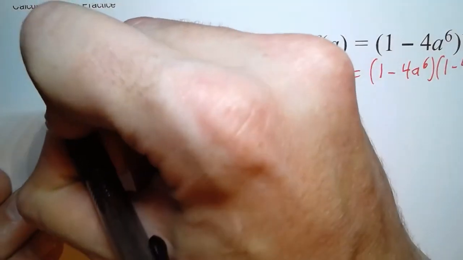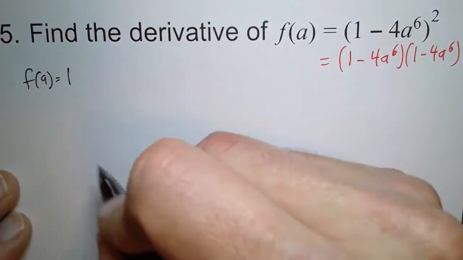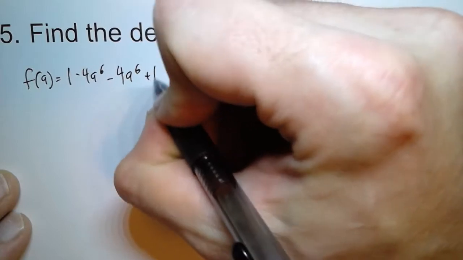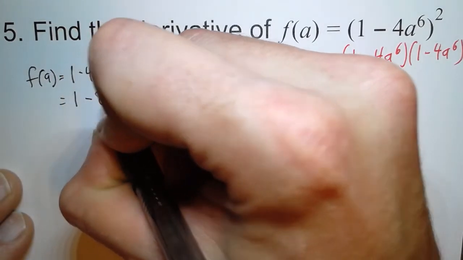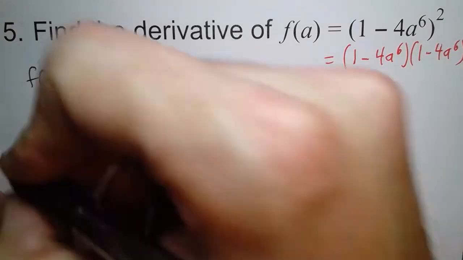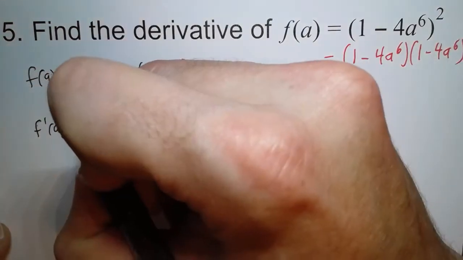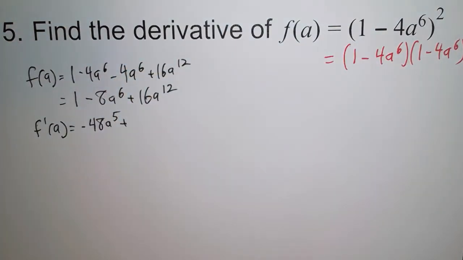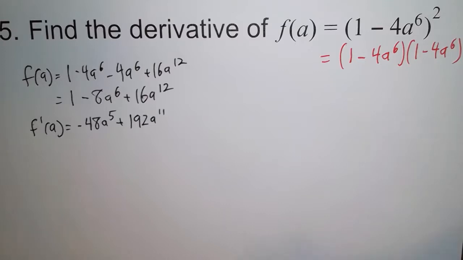So over here, we're going to write f of a equals, and we're going to expand this out. So it's going to be 1 minus 4a to the 6th minus 4a to the 6th plus 16a to the 12th. And if we combine the like terms, we have 1 minus 8a to the 6th plus 16a to the 12th. Very straightforward polynomial, which means its derivative, f prime of a, well, the 1 is going to disappear. Negative 8a to the 6th is going to be negative 48a to the 5th, plus 16 times 12, that's going to be 192a to the 11th. So that's what our derivative ought to look like.